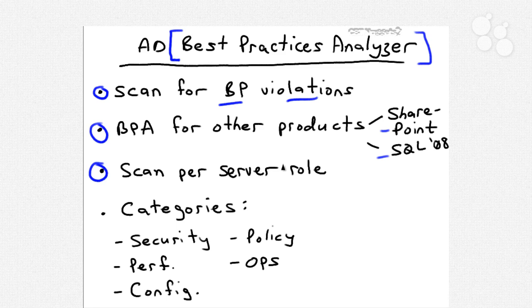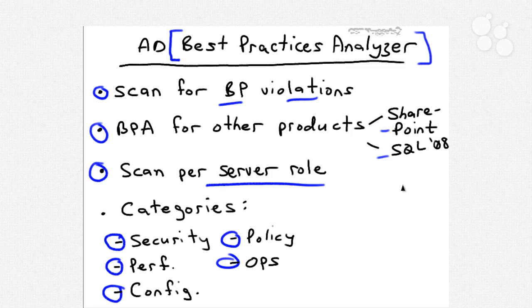So, as I said, BPA is a per server role scanner, and the report that it comes back with is divided into the following categories. There's going to be security metrics, performance metrics, general configuration metrics, policy metrics, and operational metrics. And it's really nice from within Server Manager to just run a quick scan per server role and follow those suggestions.